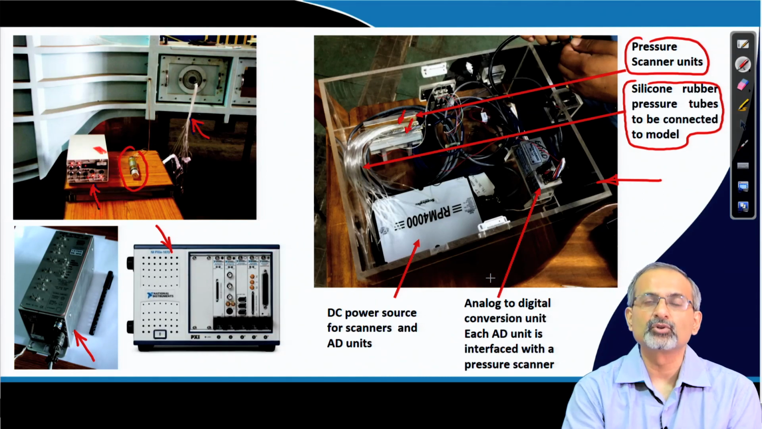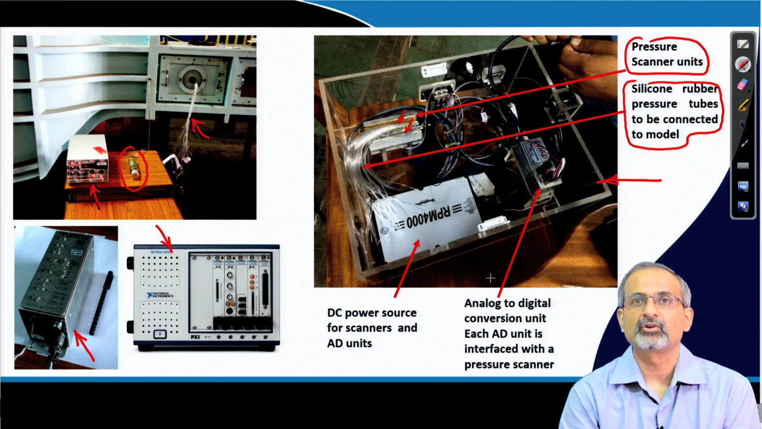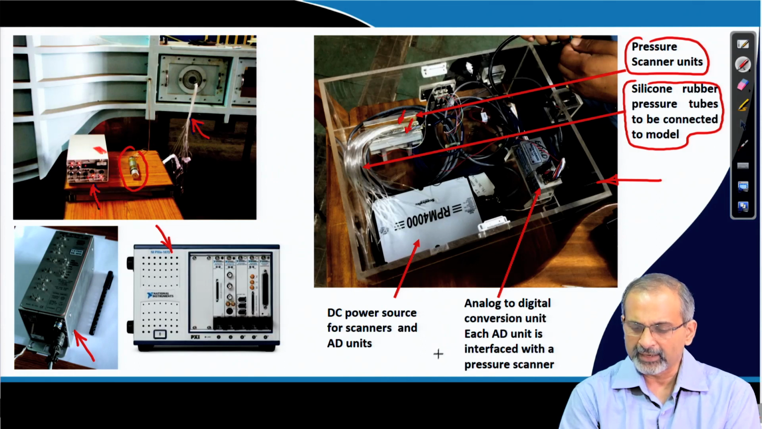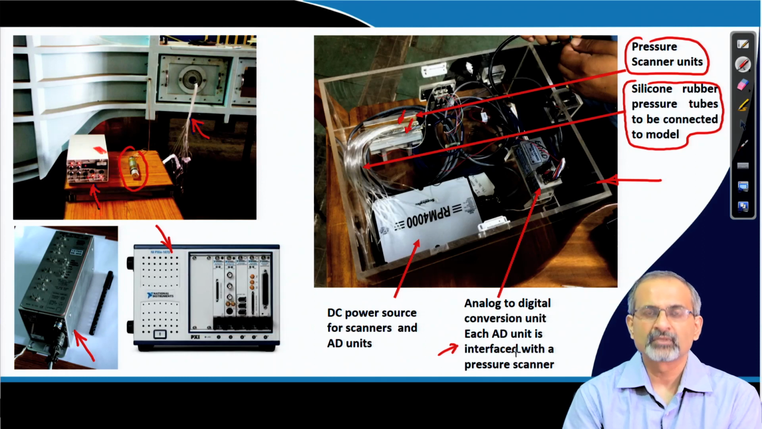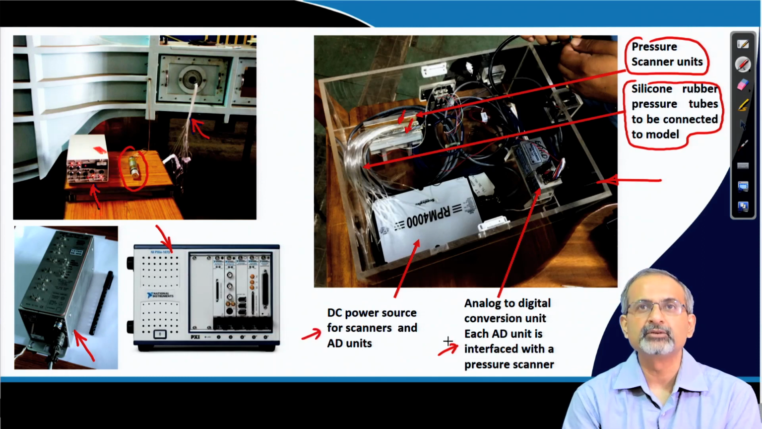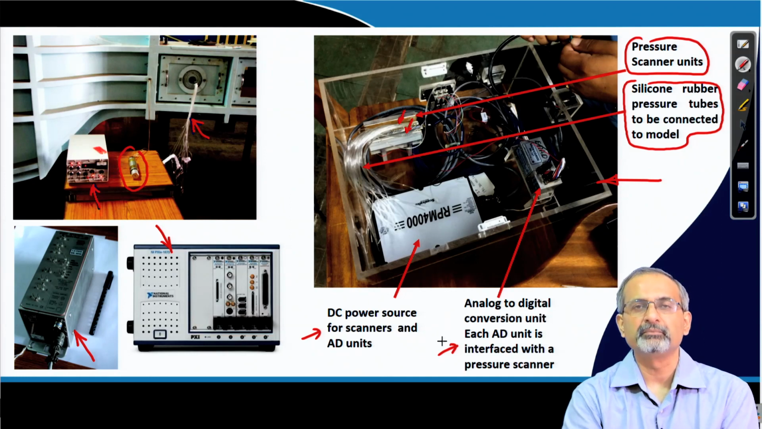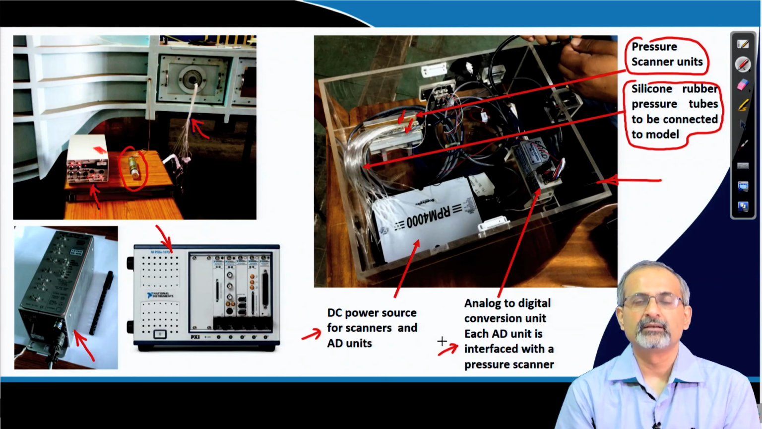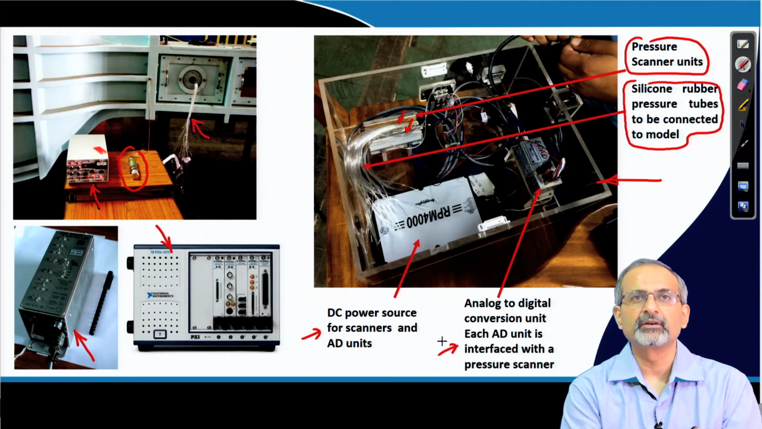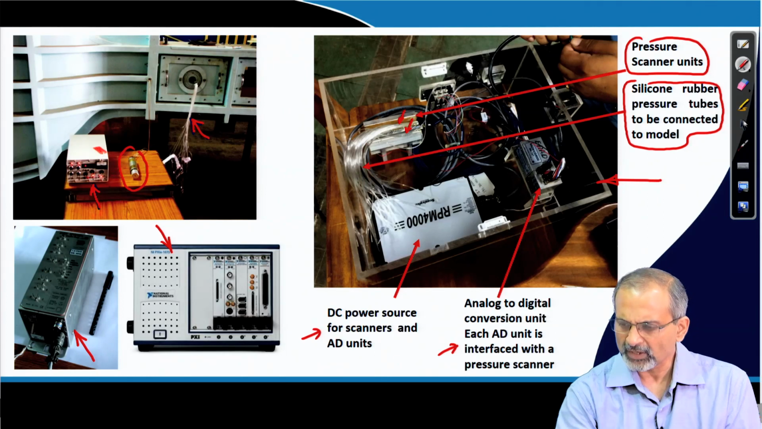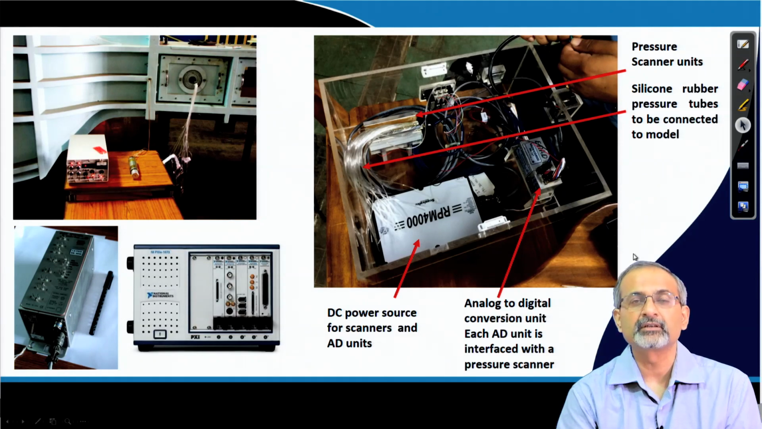Let us say that one is for a low speed wind tunnel application. There could be one for a high speed wind tunnel application where the pressure ranges are of a higher order. There are analog to digital conversion units, and each AD unit is interfaced with a pressure scanner. You have a DC power source for the scanners and AD units. So, all put together in a modular fashion, you have a standalone pressure measurement module, which can be easily ported to different wind tunnels for measurements. These arrangements are very useful when you are doing wind tunnel measurements in different tunnels for different purposes.